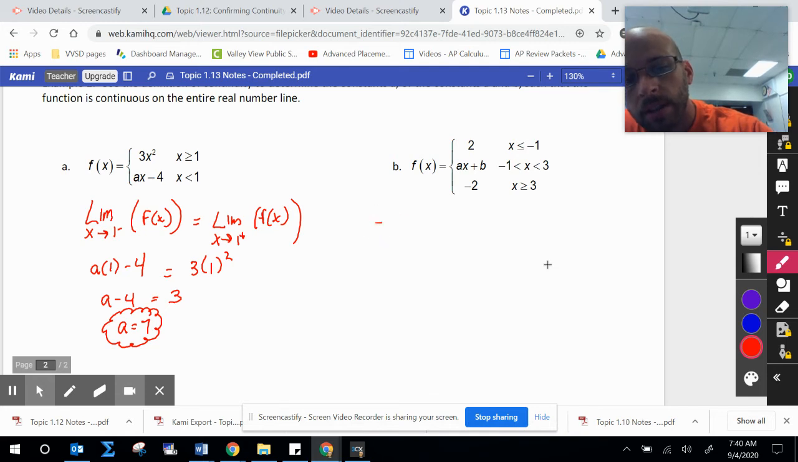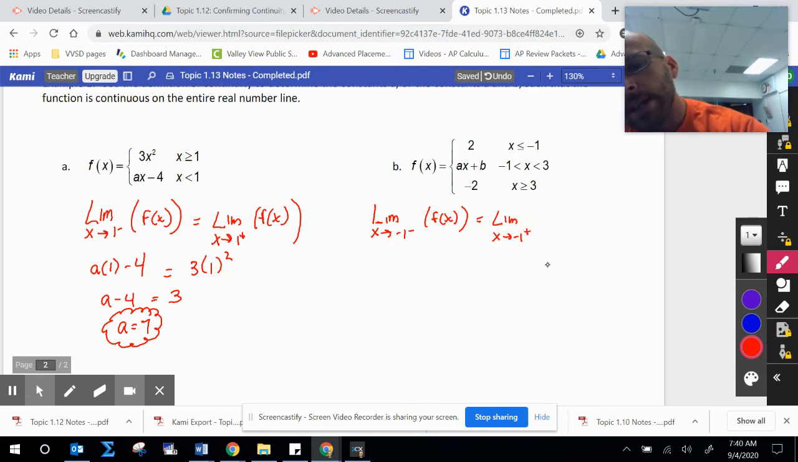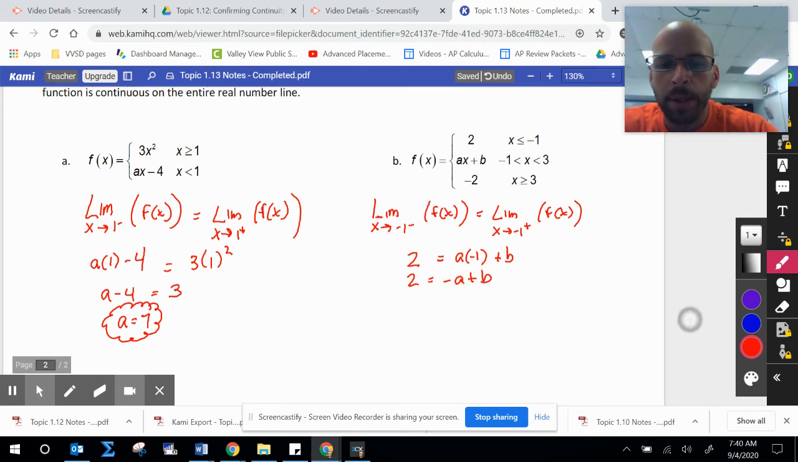I know the limit as x approaches negative 1 from the left of f of x has to equal the limit as x approaches negative 1 from the right of f of x. And if I do that, from the left is 2, and from the right would be a times a negative 1 plus b, which doesn't necessarily help us solve yet, but it will. So I have a negative a plus b.